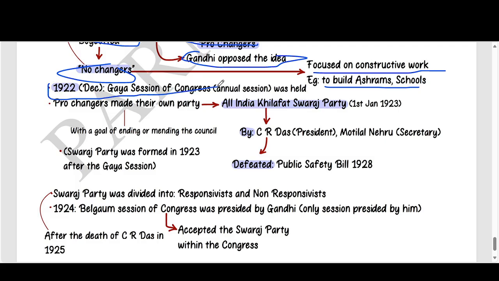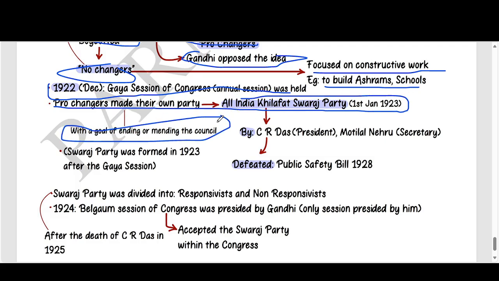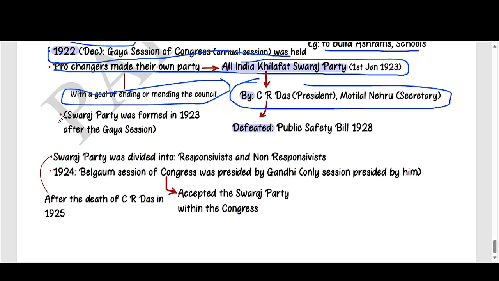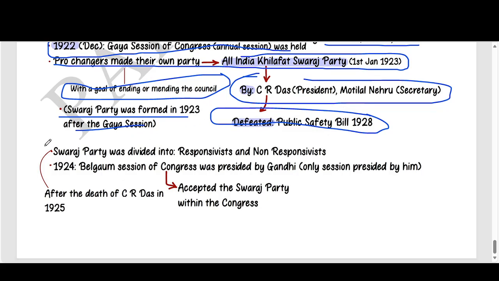In December 1922, the Gaya session of the Congress annual session was held. The pro-changers made their own party, the All India Swaraj Party, in 1923, with the goal of ending or mending the Councils, led by C.R. Das as President and Motilal Nehru as Secretary. The Swaraj Party defeated the Public Safety Bill in 1928. The Swaraj Party was later divided into responsivists and non-responsivists.